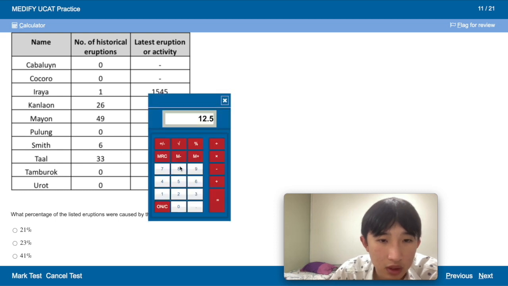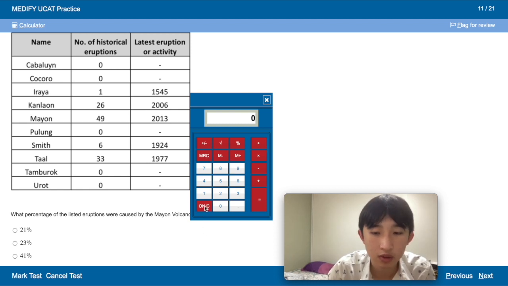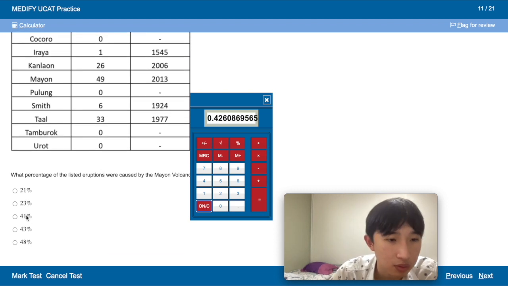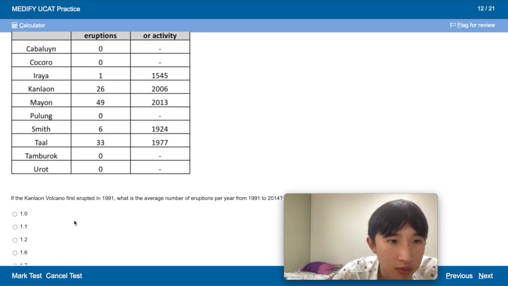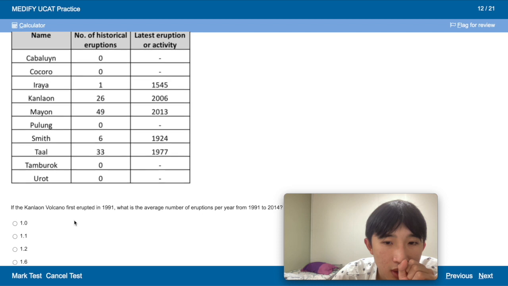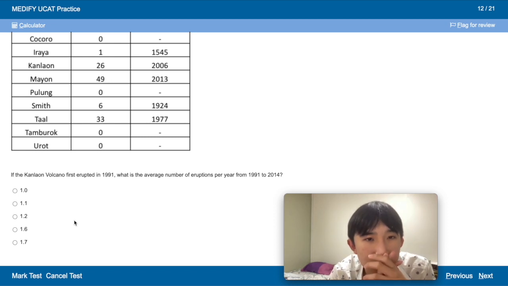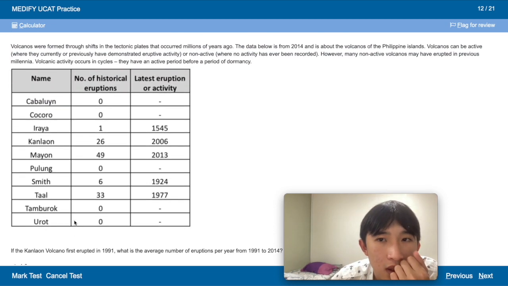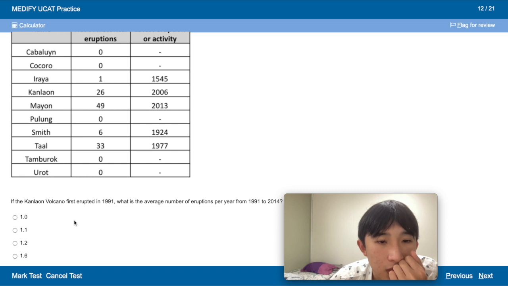So we have 14. 1 plus 26 plus 49 plus 6 plus 33, 115. And then 42.6. 1991 average number of eruptions per year, to 2006. Okay, so we got 26.